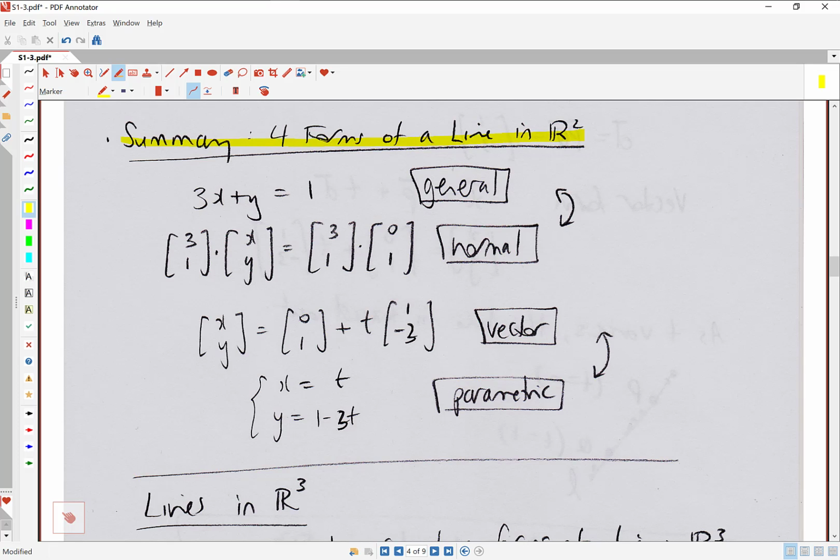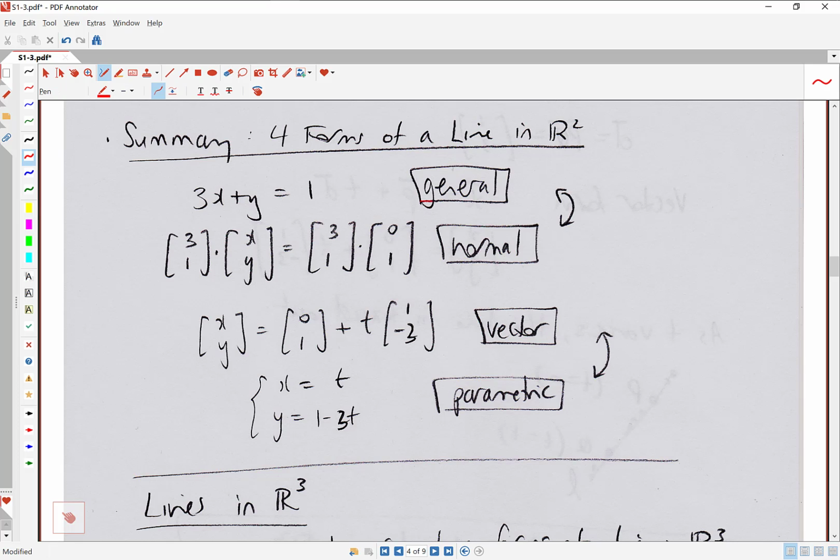And the reason why we need the different ways is because different forms are useful for different geometry problems. As we move through this section and through the course, we're going to be solving a variety of different geometry problems, and so we want the flexibility of using the form that is appropriate for the problem. So let's do a quick summary of the 4 forms that we saw.